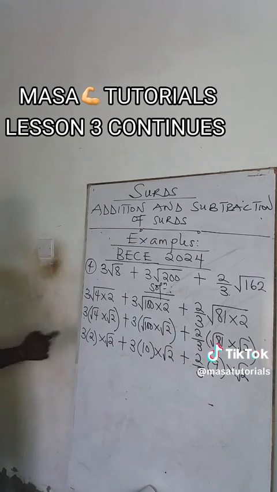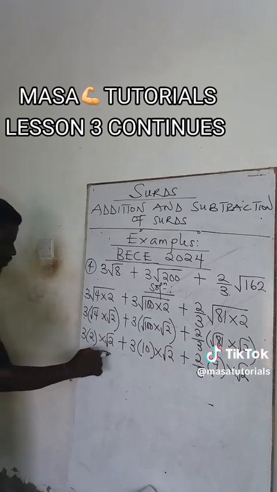Now 3 times 2 is 6. 6, just multiply square root of 2.